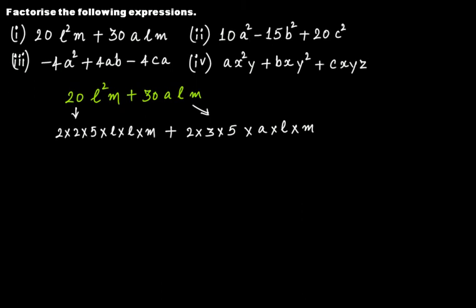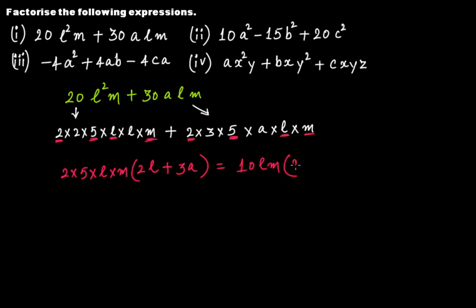Okay, now this 2, then this 5, this L, this L, this M. So 2 multiplied by 5 multiplied by L multiplied by M is common. Remaining is 2L inside plus 3A. So you can write this as 10LM multiplied by 2L plus 3A. Right? So this will be the factorization of this algebraic expression.